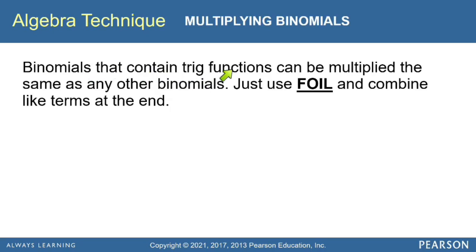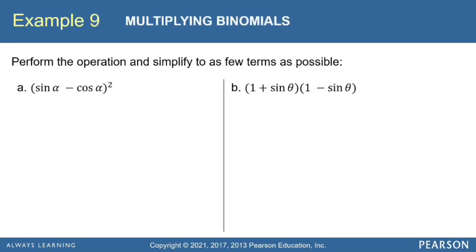Binomials that contain trig functions can be multiplied just the same as any other binomials. All we have to do is use the FOIL method and combine like terms at the end. So let's practice that in example 9. The instructions say perform the operation and simplify to as few terms as possible.